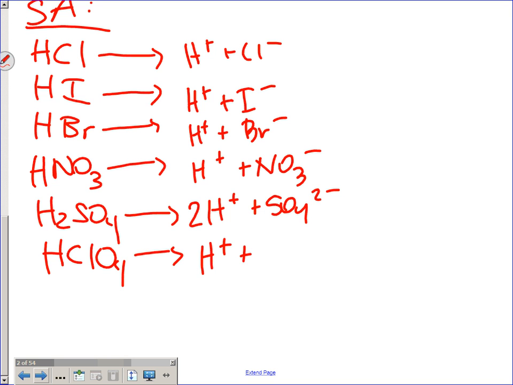And ClO4 1 minus. Okay, that's perchlorate. So this is 100% ionized. This HCl will break into its H plus and Cl minus.